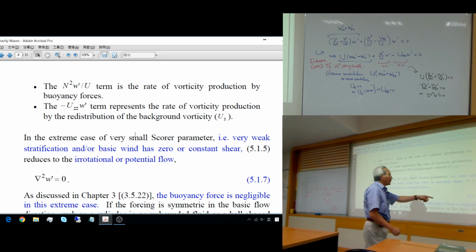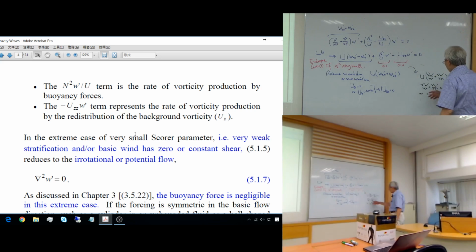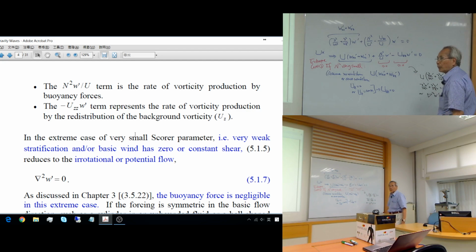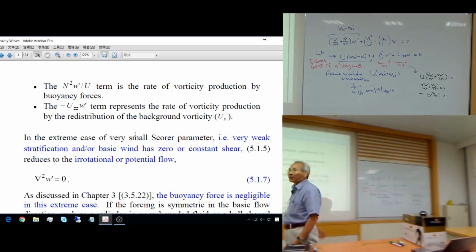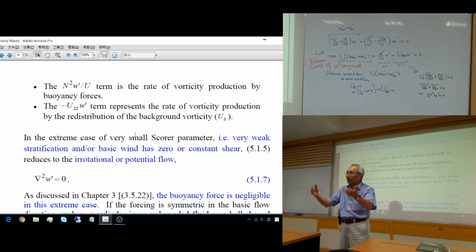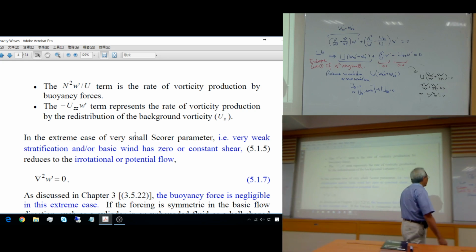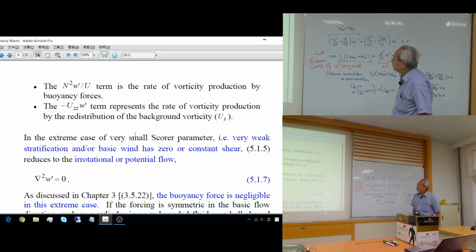And then in that case, we become irrotational flow, or potential flow. Just like our friends in engineering school study. They don't care about these gravity waves, and you don't have gravity waves generated. That's called potential flow or irrotational flow.